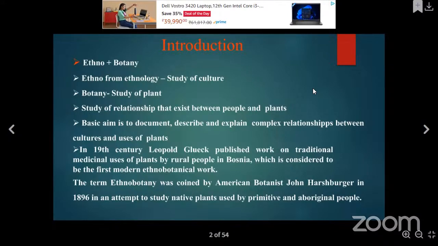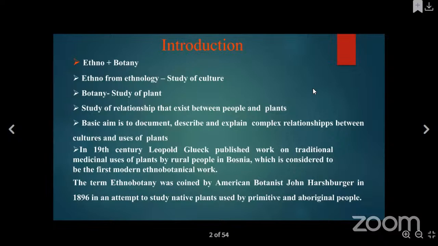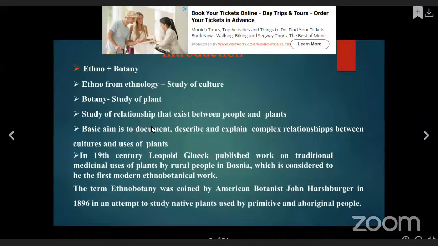If you could see the ethnobotany, ethno is from ethnology. Ethnology means the study of culture. Botany means the study of plants. So ethnomedicine means the cultural medicines from the plants which we have been using from the ancient days, studied in ethnomedicine. Right, so it is the study of the relationship that exists between people and plants.